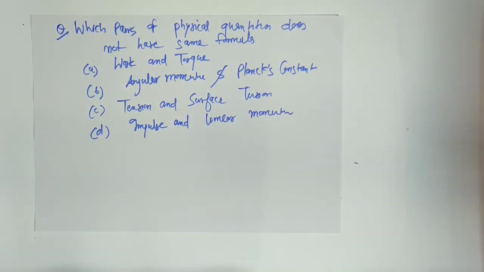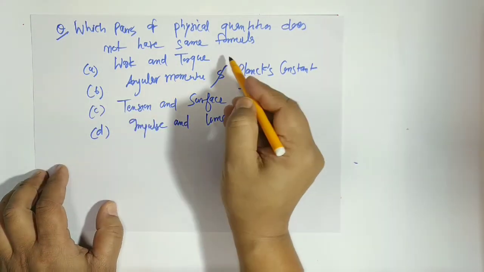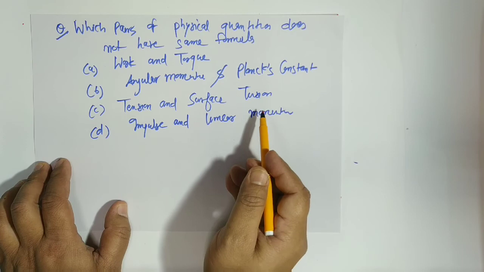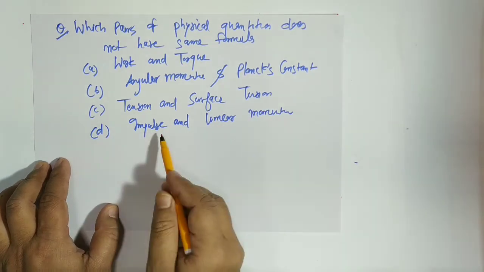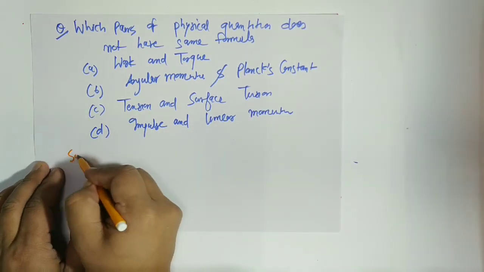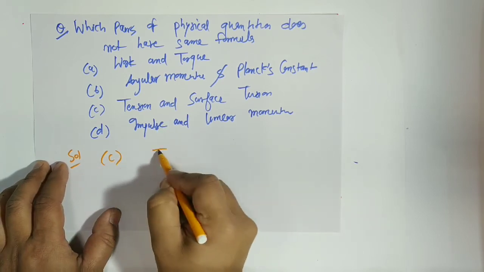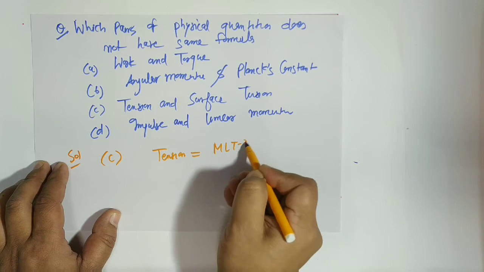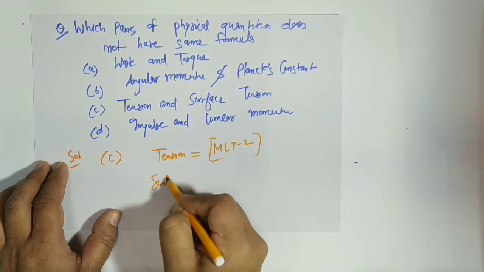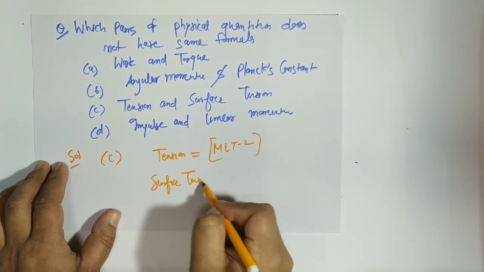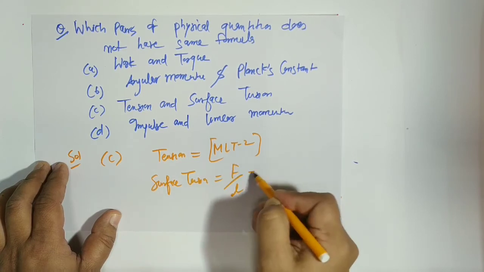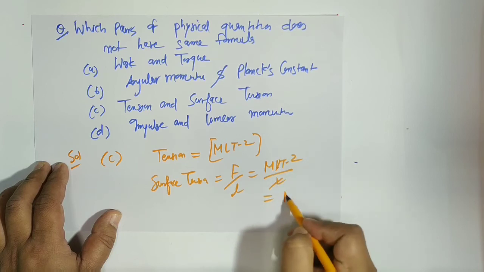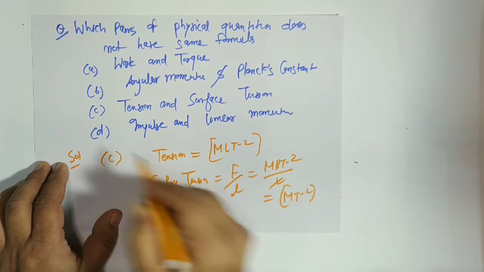I am not going to calculate everything. Work and torque have the same dimension. Angular momentum and Planck's constant are the same. Tension and surface tension are different. Impulse and linear momentum are the same, because impulse is change in momentum. So the answer is C. Why? Because tension is a type of force, so tension is M L T^-2, while surface tension is force per unit length, so M L T^-2 by L gives M T^-2.